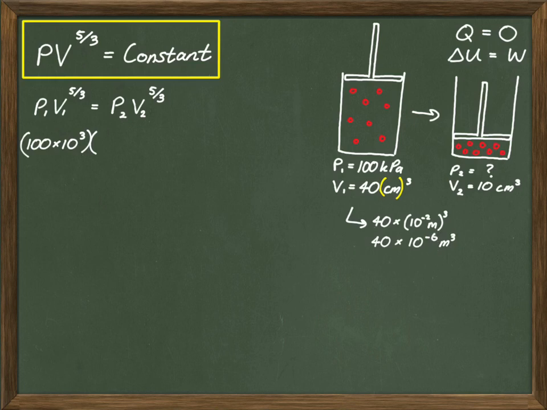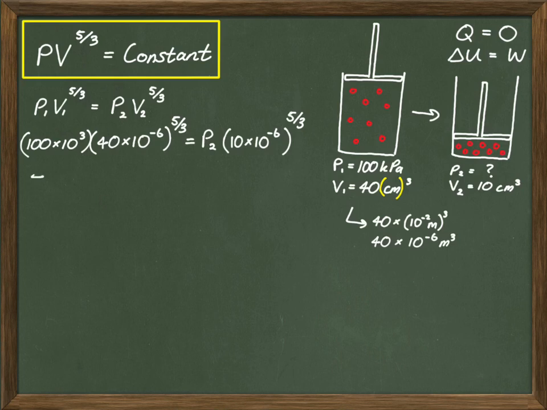Okay. So I fill in that value, and don't forget that we have to raise that to the power of 5 over 3. Then that is going to equal, well, P2 I don't know yet, times my V2 volume, I do know that. Again, converting to meters cubed, I'll get 10 by 10 to the power of minus 6 raised to the power of 5 over 3. So at this point, if you're working along with me, I suggest you pause the video and try to solve this by yourself, making sure that you're using your calculator carefully to come up with the right answer.